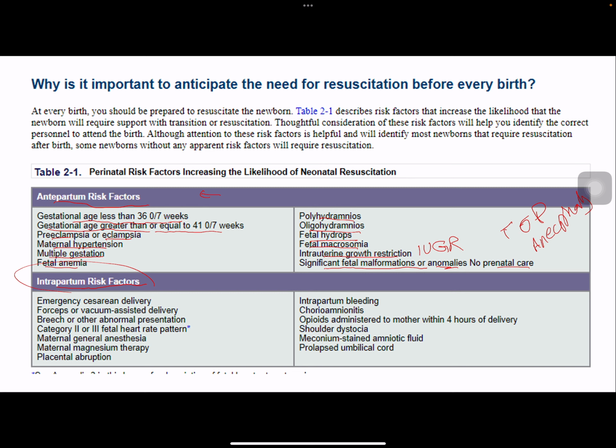Any fetal anomalies, or a mother with no prenatal care. The intrapartum risk factors: emergency cesarean delivery, forceps or vacuum assisted delivery, breech or other abnormal presentation, category 2 or 3 fetal heart rate pattern, maternal general anesthesia, maternal magnesium therapy, placental abruption, intrapartum bleeding, chorioamnionitis, opioid administered to the mother within 4 hours of delivery, shoulder dystocia, meconium-stained amniotic fluid, and prolapsed umbilical cord.